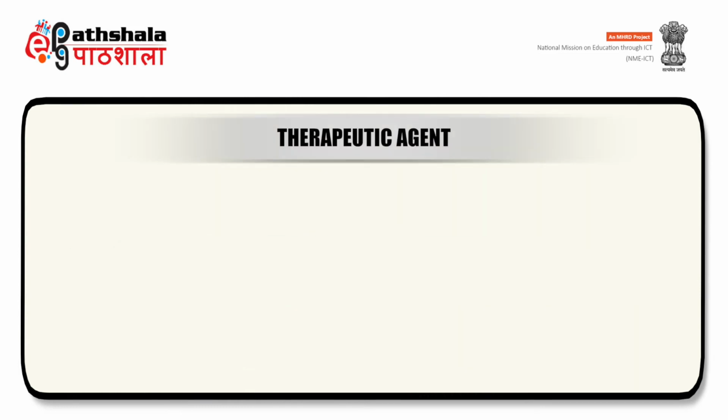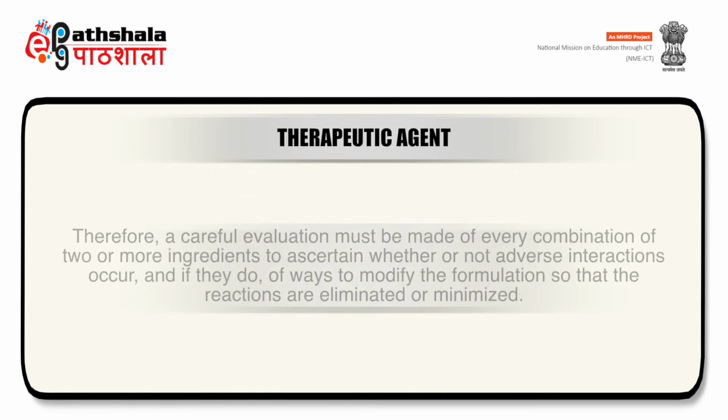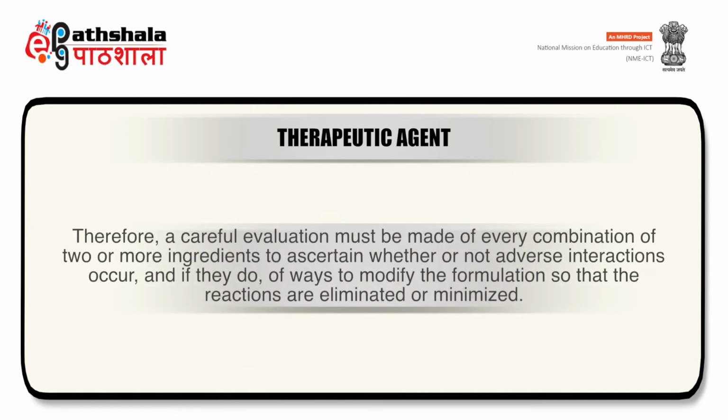The first formula ingredient is therapeutic agent. A therapeutic agent is a chemical compound subject to physical and chemical reactions characteristic of the class of compounds to which it belongs. Therefore, a careful evaluation must be made of every combination of two or more ingredients to ascertain whether or not adverse interactions occur, and if they do, of ways to modify the formulation so that reactions are eliminated or minimized.